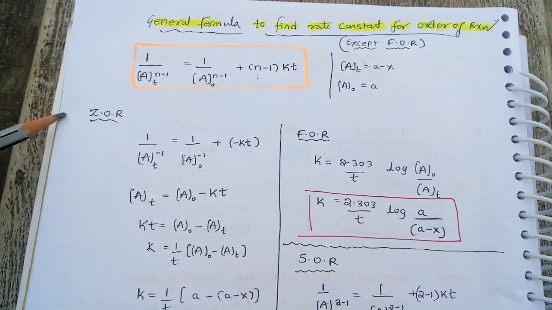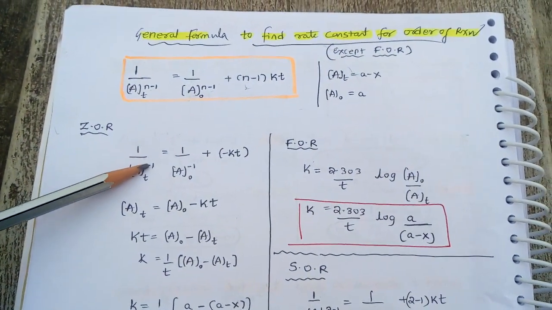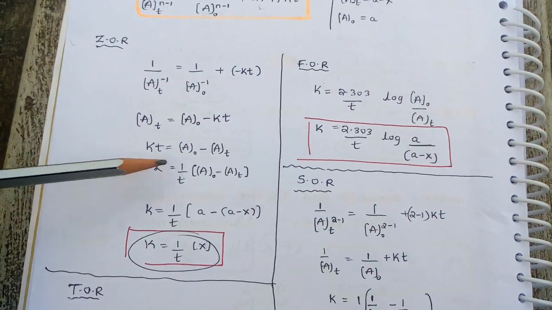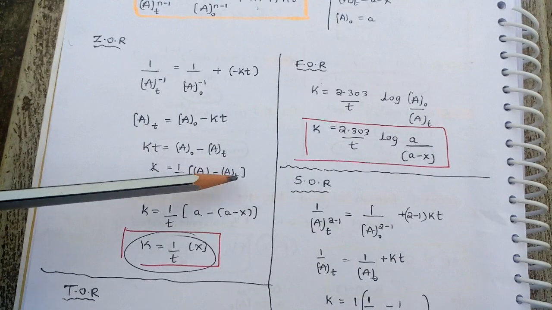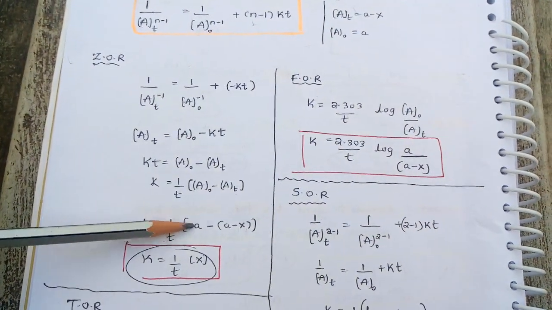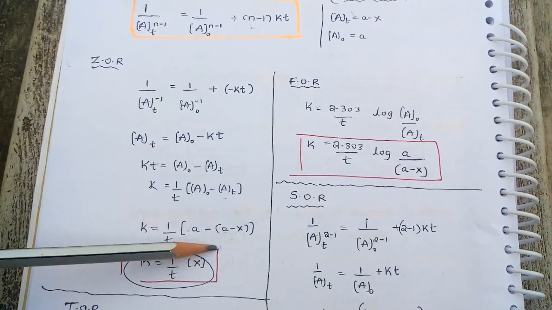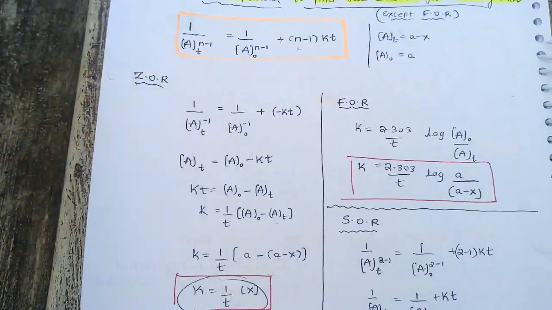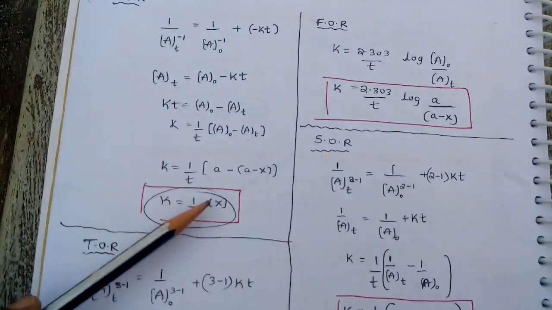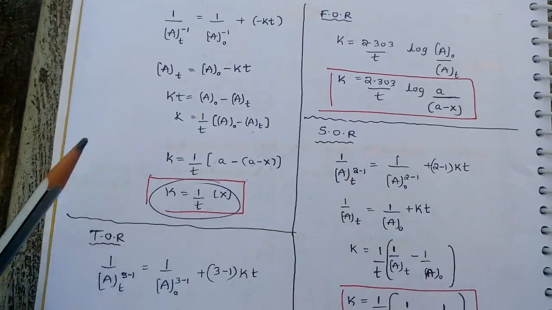For a zero order reaction, if you substitute n value 0, on substituting you will get K is equal to 1 by t (A naught minus At). As I have told, A naught is the initial concentration, that is given by a, and At is given by a minus x. On simply substituting, we will get K is equal to 1 by t into x, simply that is given by K equals x by t.